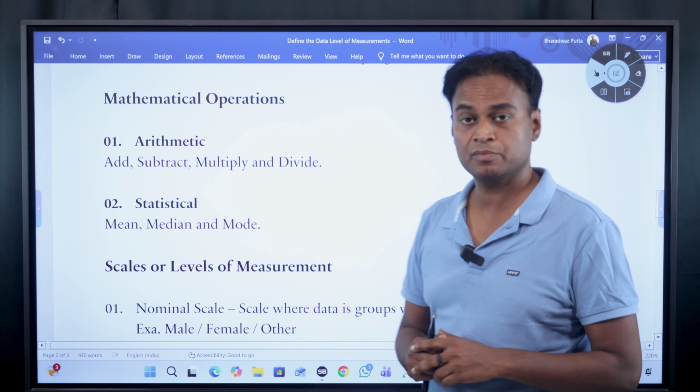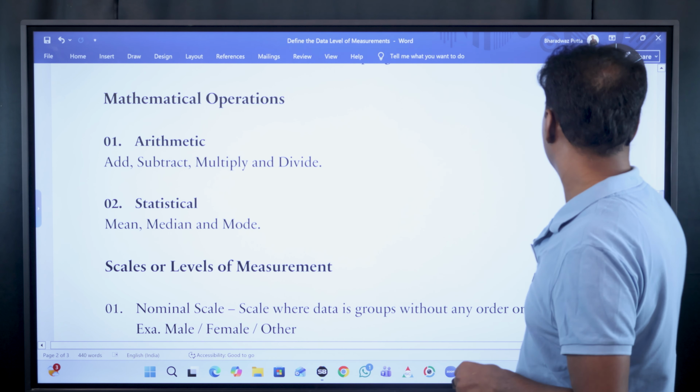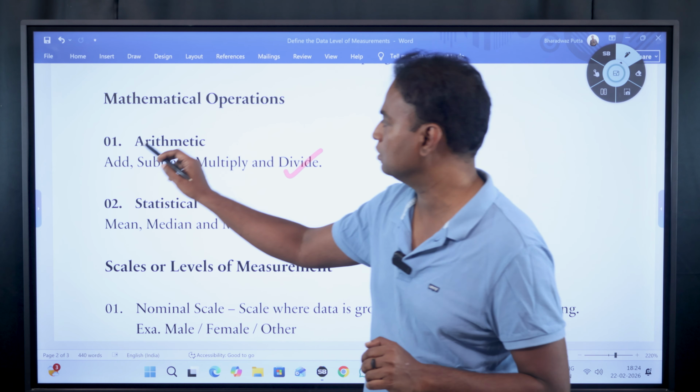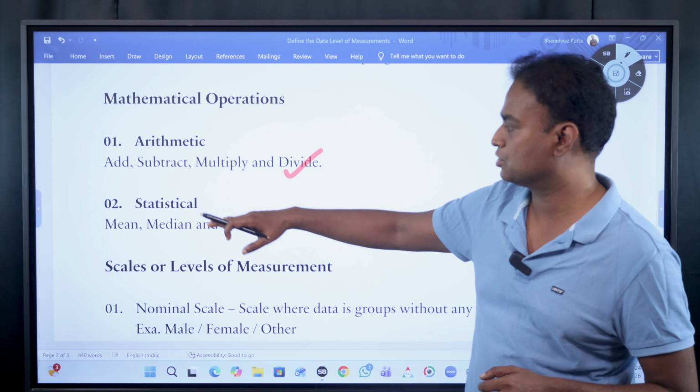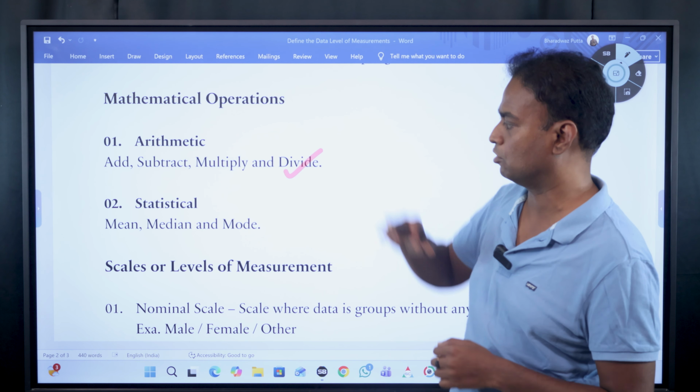Next one is mathematical operations. What mathematical operations can you perform? You can add two values, subtract two values, multiply two values, divide two values. This comes under arithmetic operations. Arithmetic operations and statistical operations are a part of mathematical operations.